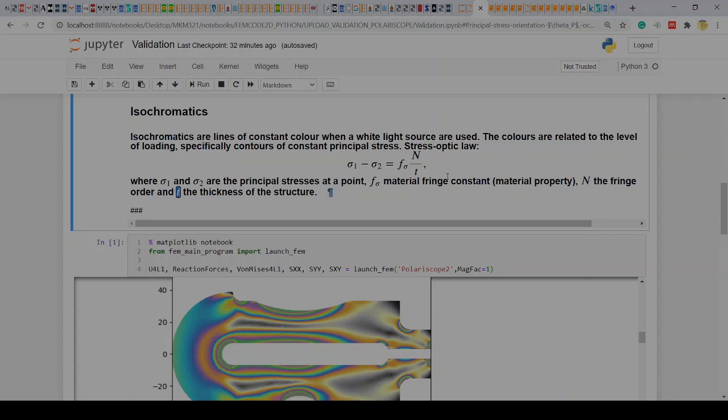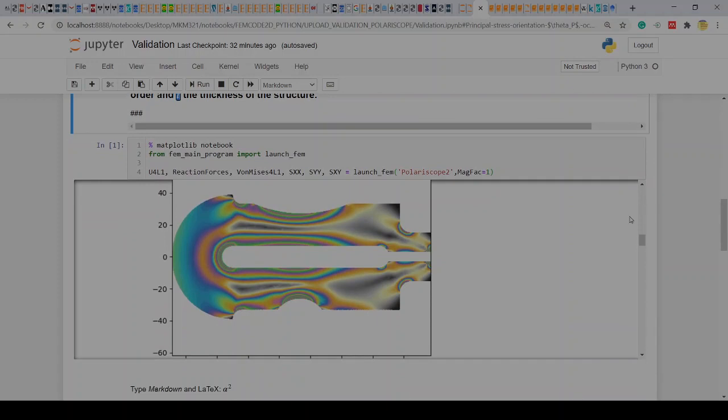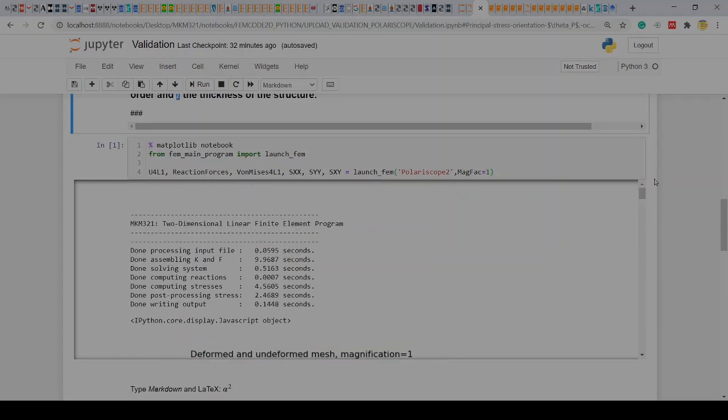It's not important to memorize this at all. I just want to show you, just to understand that it's related to the loading of the structure and specifically contours of principal stress differences. Okay. So each color line has the same principal stress difference. So each of those lines. Okay, so that's hopefully giving you a good idea of what that's about. Okay, so let's see how we can go about modeling this.